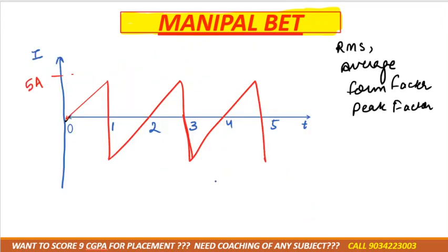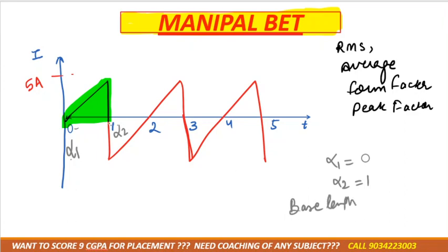Now for this we should know what is alpha 1 and alpha 2, right? As you can see, it's in symmetry. So if the waveform is in symmetry, we'll consider only the half cycle, only the positive cycle. According to this, this is alpha 1, this is alpha 2, as it varies from 0 to 1. So I can write alpha 1 is 0, alpha 2 is 1. Now next, the base length. As you can see, it varies from 1 to 0, so base length would be equal to 1 minus 0. Got it?